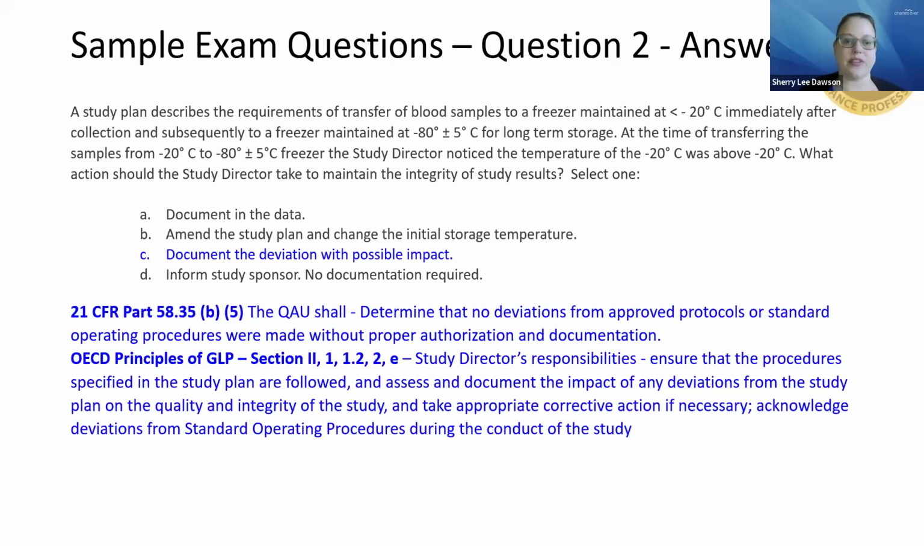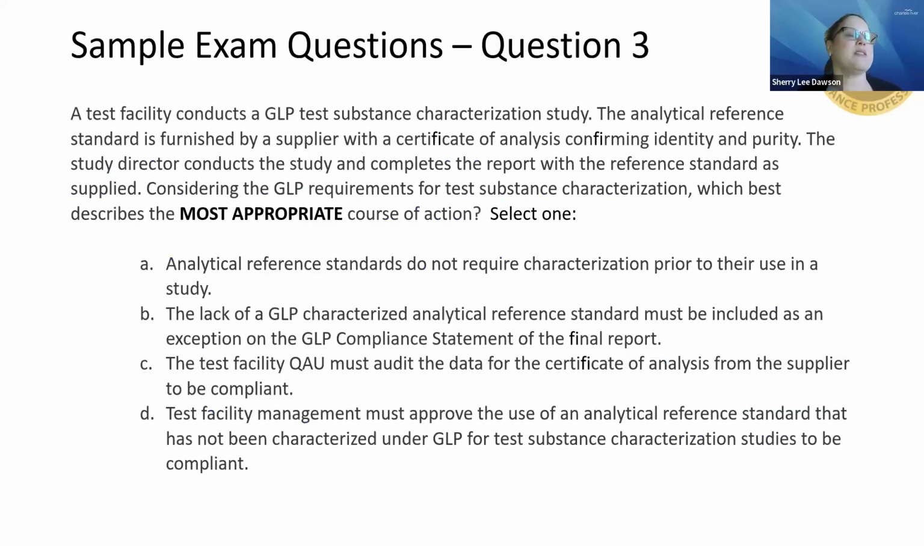Okay, so let's move into question 3. A test facility conducts a GLP test substance characterization study. So it's a test substance. The analytical reference standard is furnished by a supplier with a certificate of analysis confirming identity and purity. The study director conducts the study and completes the report with the reference standard as supplied. Considering the GLP requirements for test substance characterization, which best describes the most appropriate course of action?